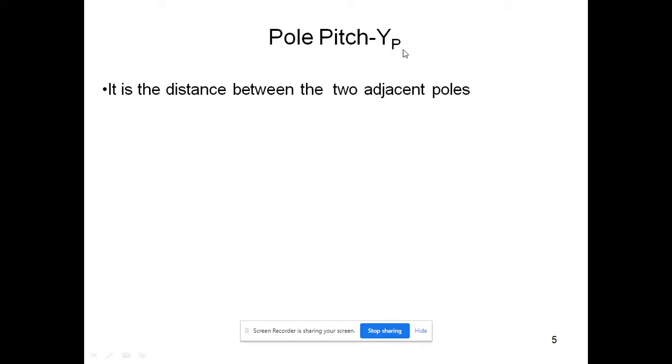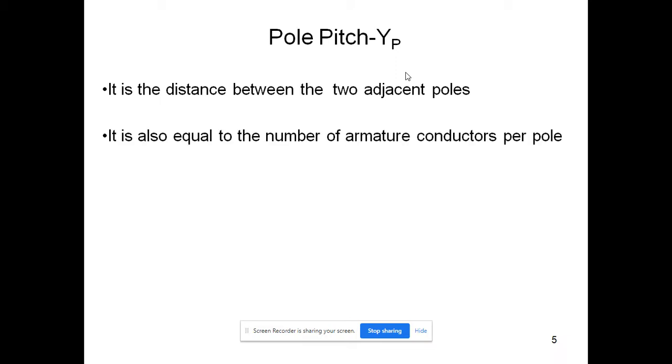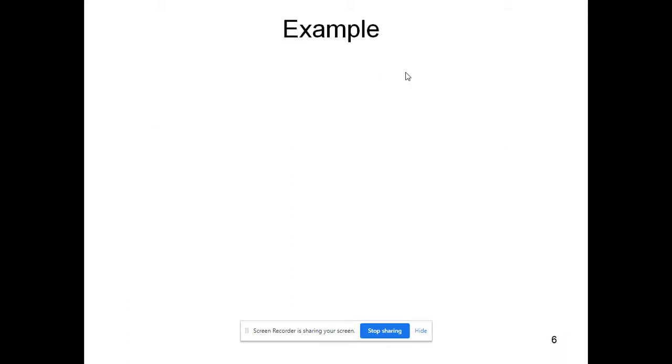You can see here YP. The pole pitch is defined as the distance between the two adjacent poles. Nothing but it is the distance between the two adjacent poles. And it is always equal to the number of armature conductors per pole. Let us see an example for better understanding of this term YP.